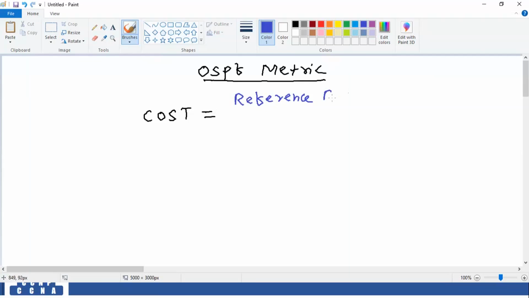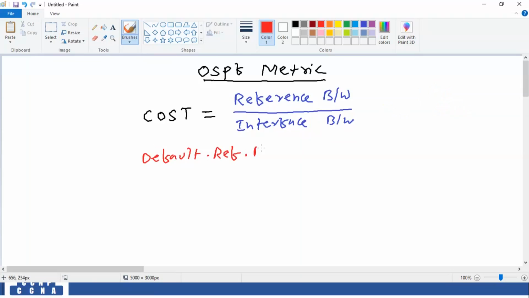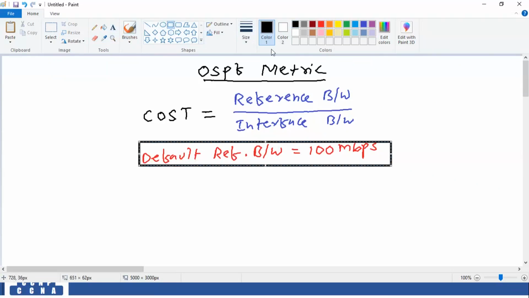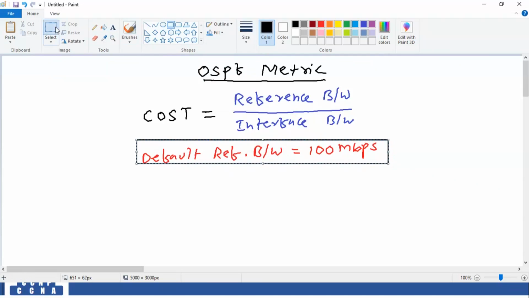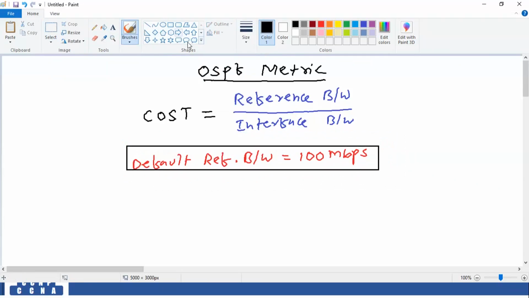The reference bandwidth divided by the interface bandwidth. The reference bandwidth is 10^8, and the denominator is the interface bandwidth. So what is the default reference bandwidth? The default is 10^8. 10^8 means it's 100 Mbps. So we now have the reference bandwidth, and I will see the interface bandwidth.